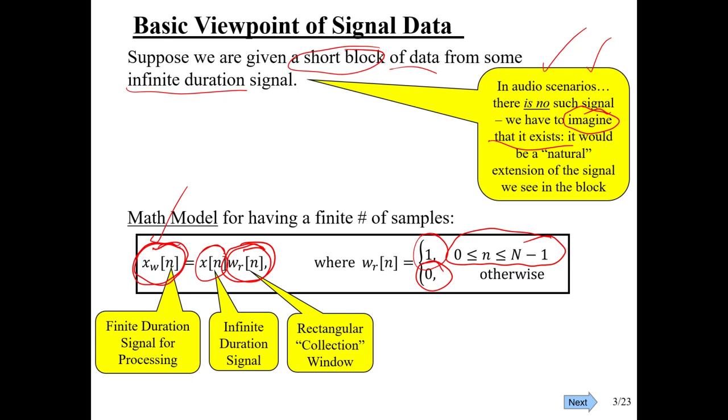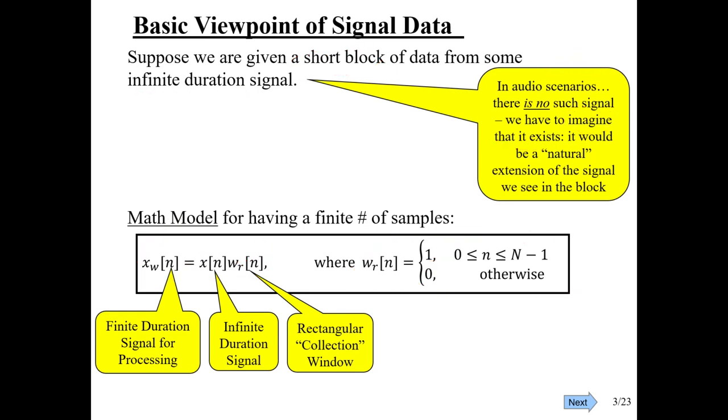Mathematically, we model that as, okay, outside of our collection zone, the math is going to have to assume that it's 0 out there. That's just how the math works. And so the subscript R here is because this looks like a little rectangle. Now, subsequently, we will look at other shapes of windows and see the advantage of using those. But for now, this is our model.